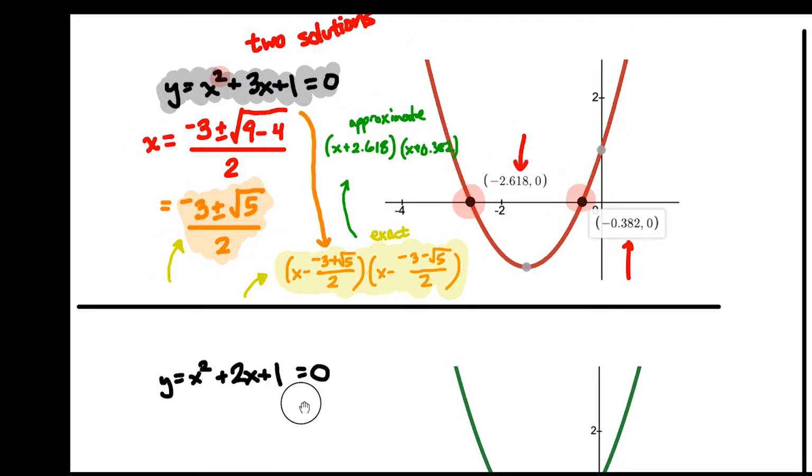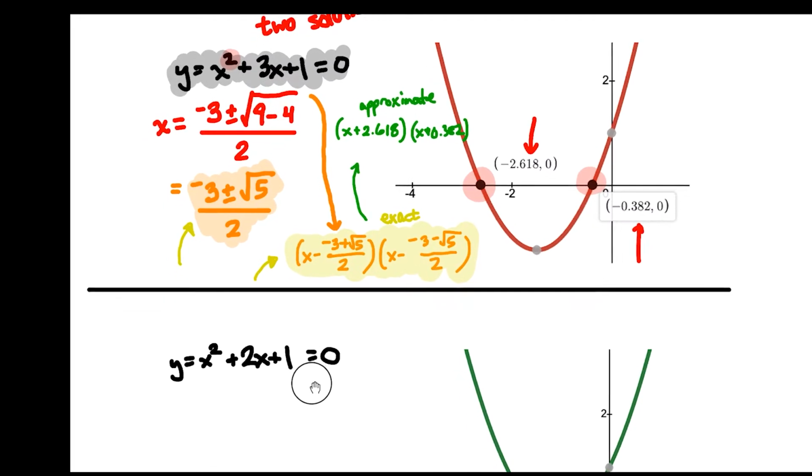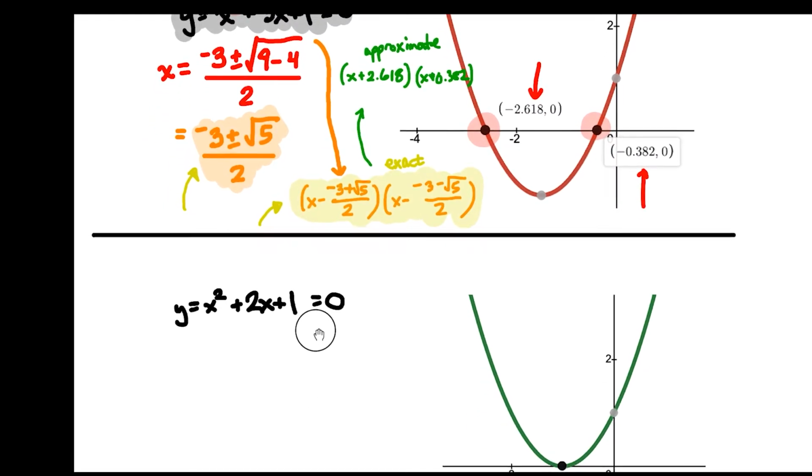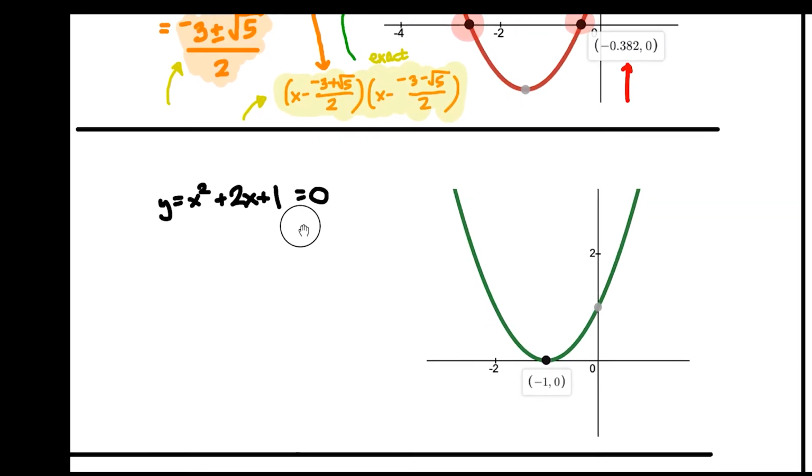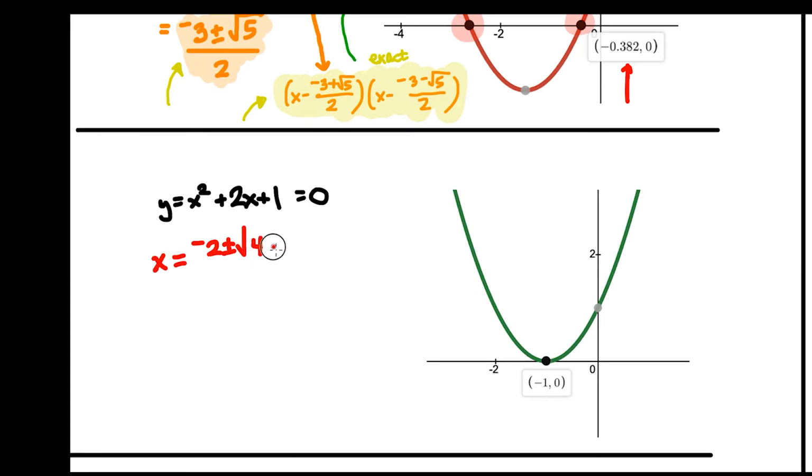So the one we just did was x squared plus 3x plus 1. This one's going to be x squared plus 2x plus 1. So instead of 3x, it becomes 2x. First thing I'm going to do here is use the quadratic formula to solve this. So it's going to be negative b plus or minus the square root of b squared minus 4ac. So it's 4 times 1 times 1. That's just 4. And then we're dividing it by 2a, which is 2.